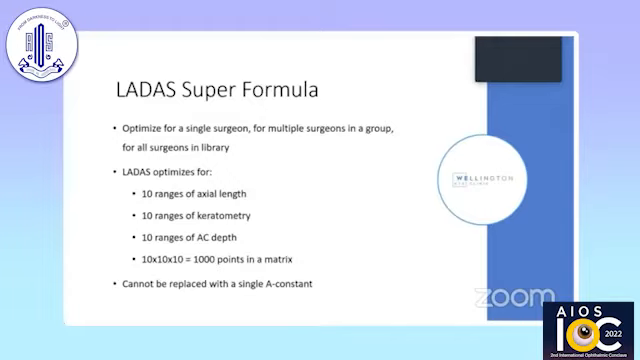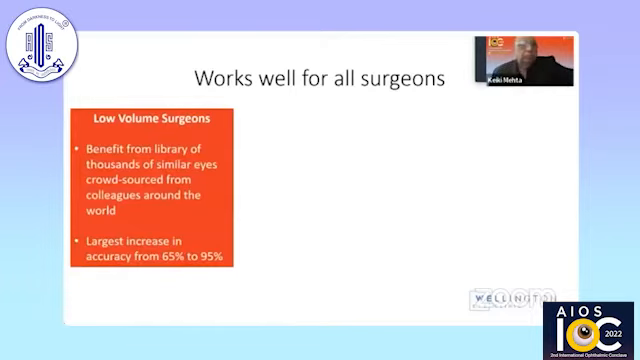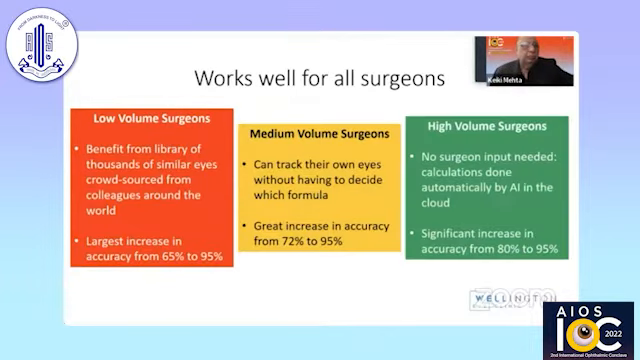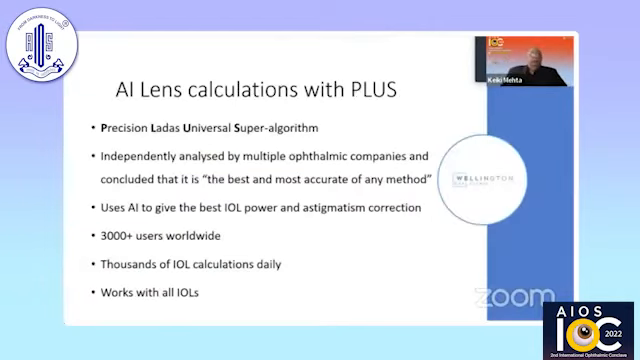The Ladas Super Formula optimizes for 10 ranges of axial length, 10 ranges of keratometry, 10 ranges of AC depth, providing 1,000 points in a matrix. It is obvious that this cannot be replaced with a single A constant. It works well for all surgeons, whether you're low volume, medium volume, or high volume, increasing your predictability rate to 95%. The Ladas Super Formula was independently analyzed by multiple ophthalmic companies and concluded that it is the best and most accurate of any method.